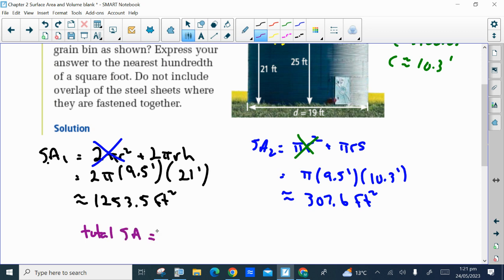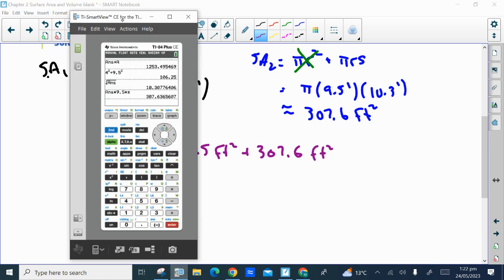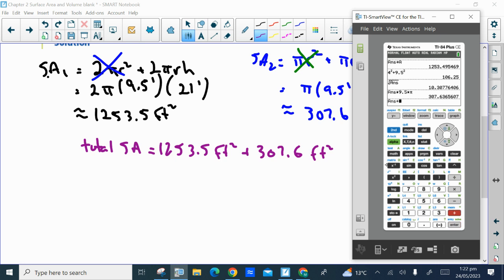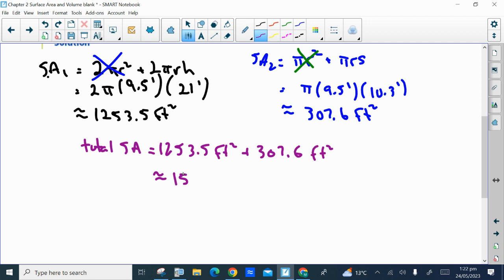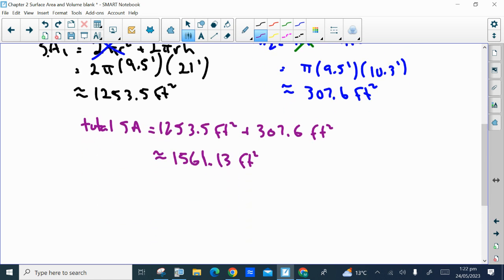The total surface area will be found by adding the two together. So I'll add this to memory slot A. It's a total of 1561.13 square feet. It says to the nearest hundredth, 2 decimal places, so that's what we did.